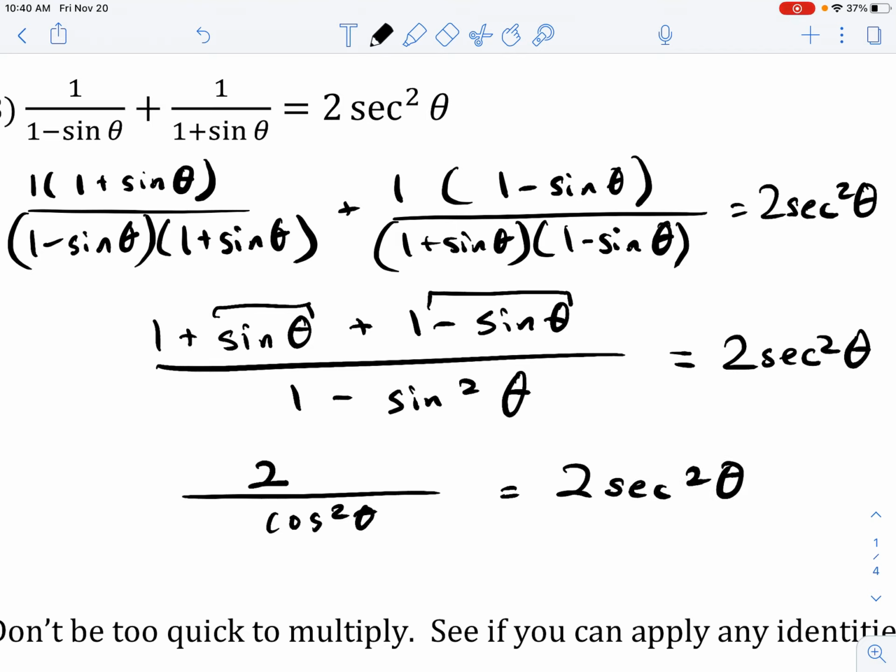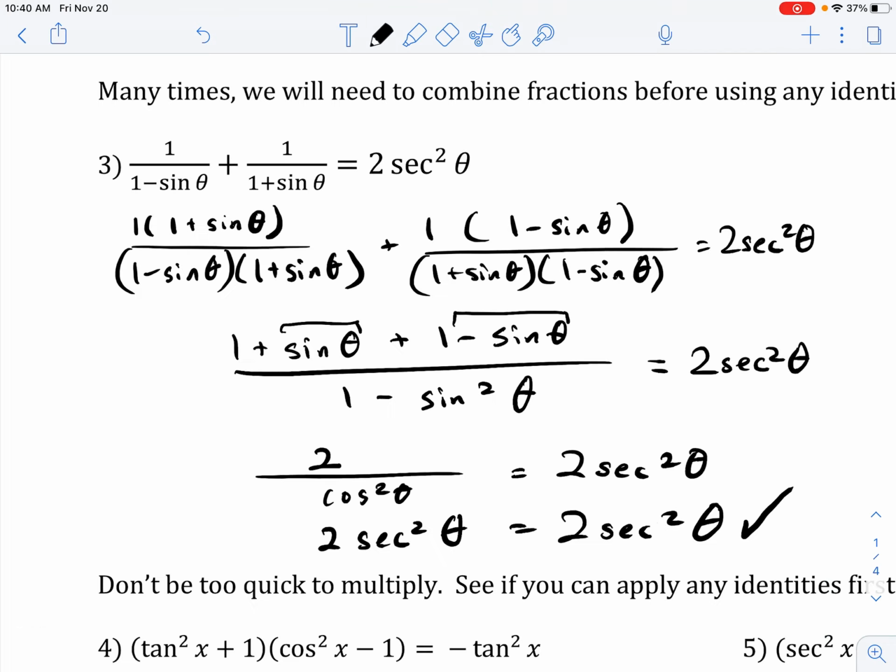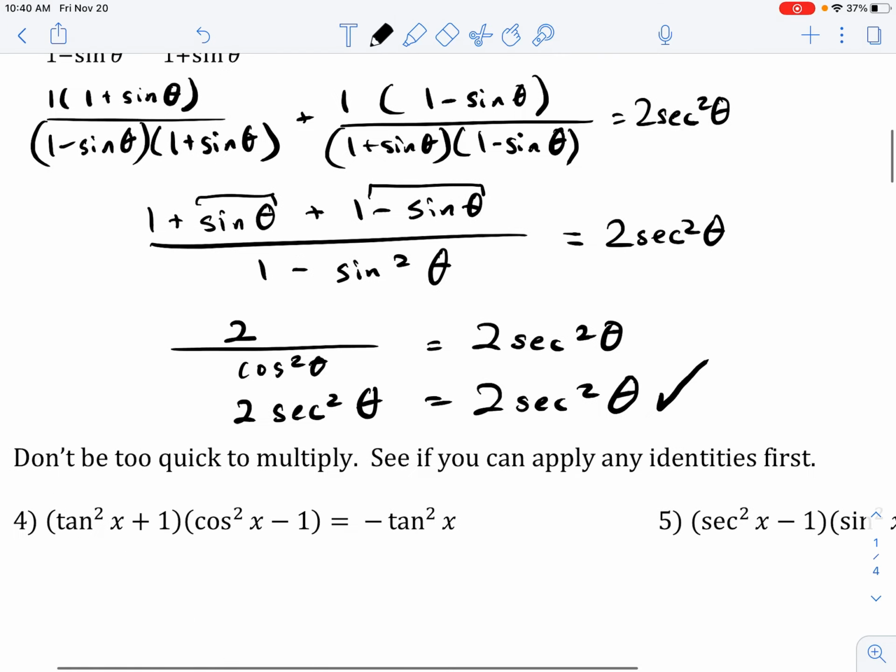And then using our reciprocal identity, we can just say 2 secant squared theta is equal to 2 secant squared theta, and we are all done. Okay. All right. Let's try numbers 4 and 5.